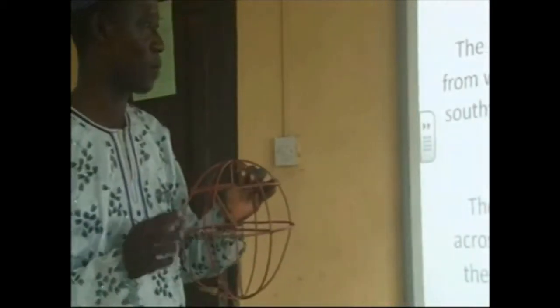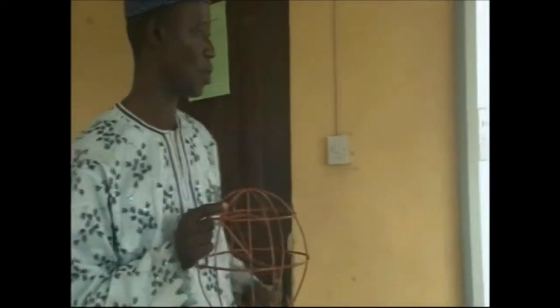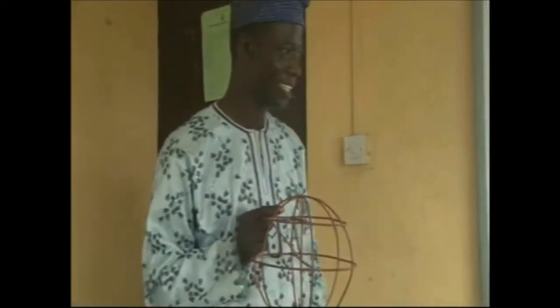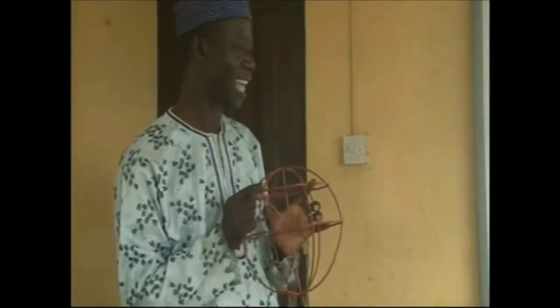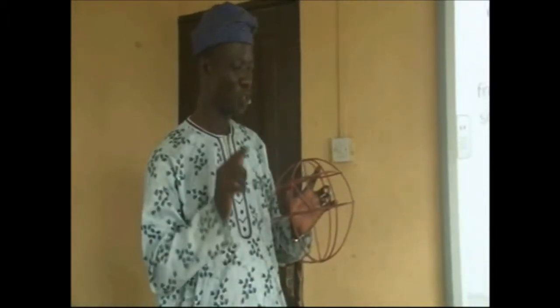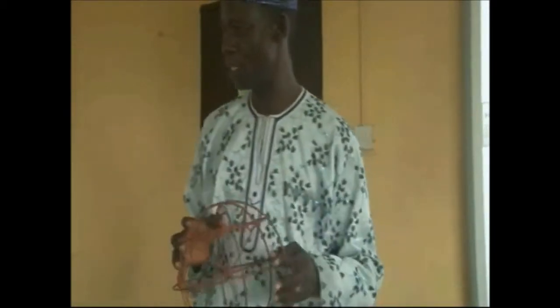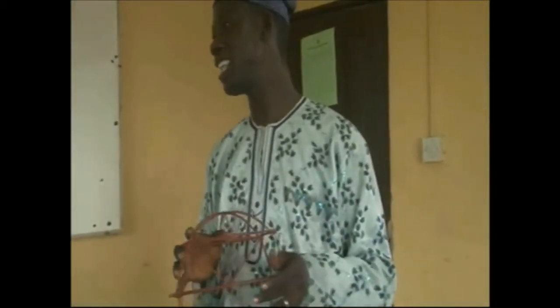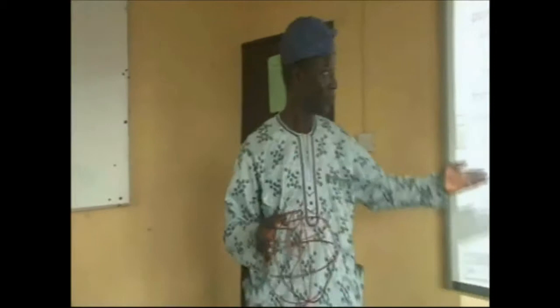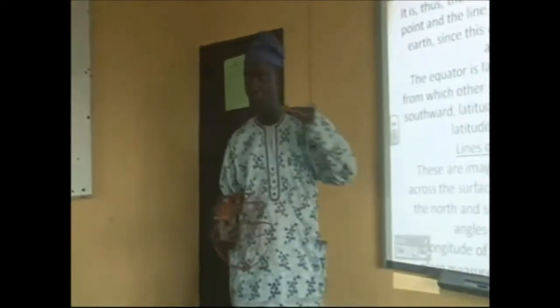Passing through the north and south poles of the earth and at right angles to the parallels of latitude. The longitude of a place is the angular distance of the place measured eastward or westward from the what? I want to keep you in suspense. Have you heard of what you call the Greenwich meridian?